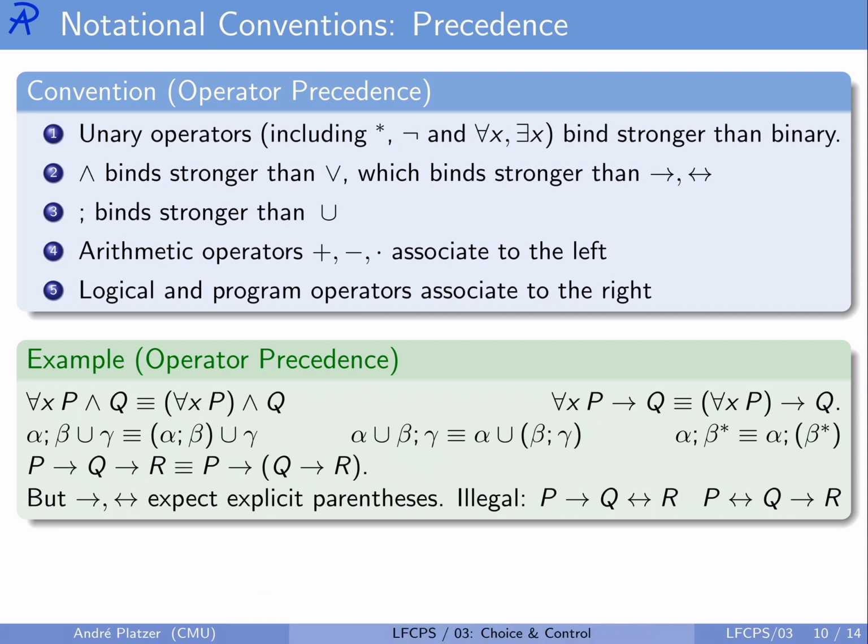But also implication and bi-implication themselves expect explicit parentheses. For example, these expressions down here are considered to be illegal because, well, I don't even know how to read them.